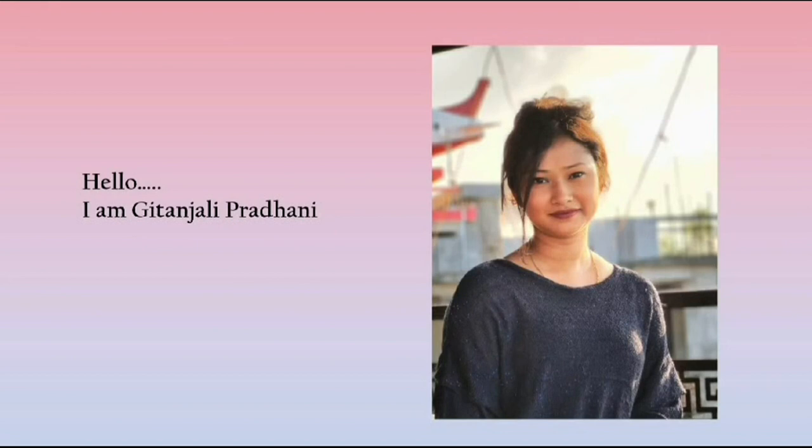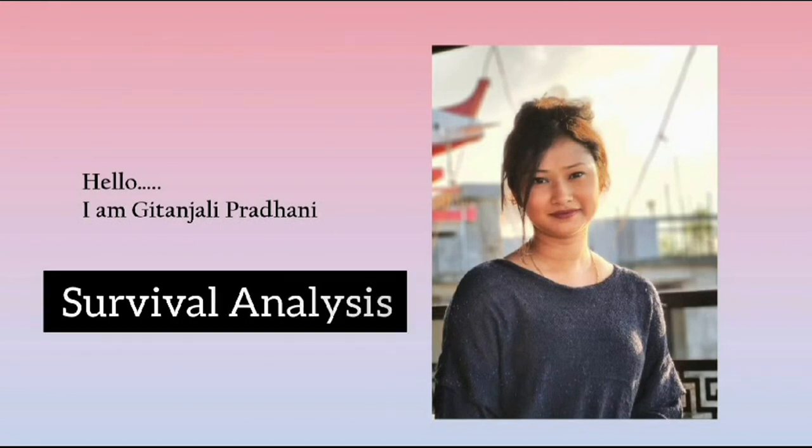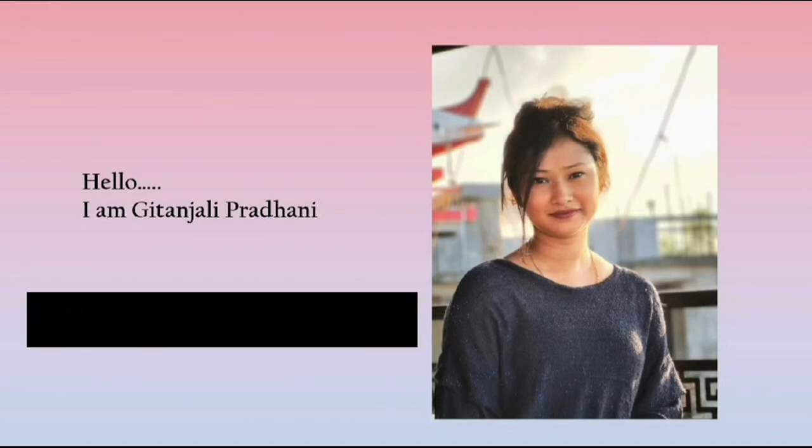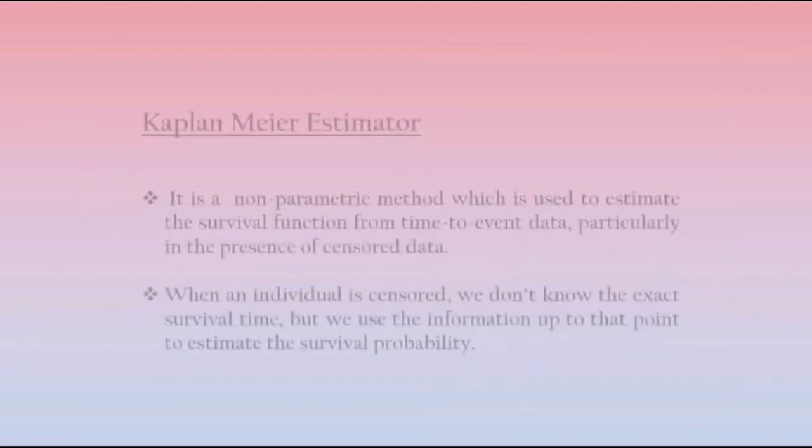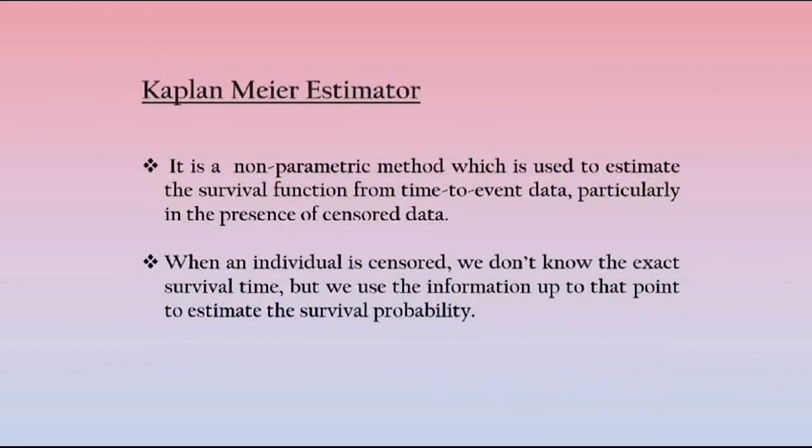In today's tutorial, we are stepping into the realm of survival analysis with a focus on Kaplan-Meier curves. Now, if you're new to this statistical wonder, Kaplan-Meier curves are a powerful tool which is used to estimate the probability of an event, often in the context of survival or time to event data, particularly in the presence of censored data. When an individual is censored, we don't know the exact survival time, but we use the information up to that point to estimate the survival probability.